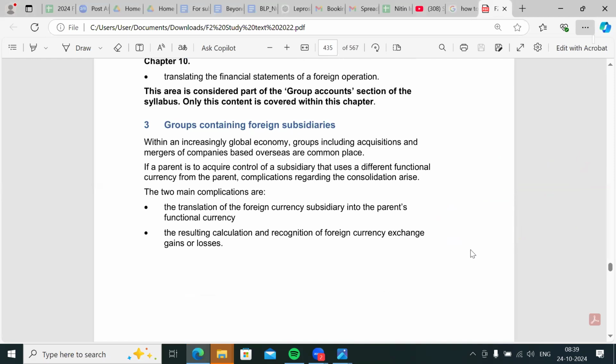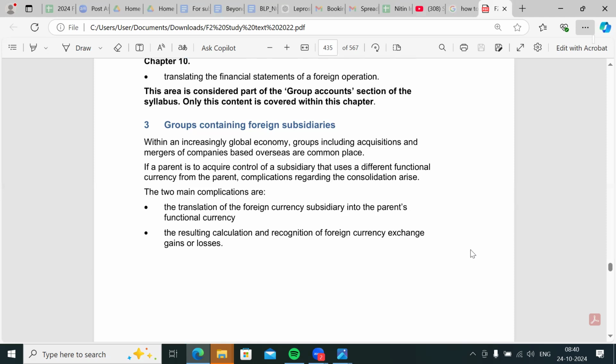Within an increasingly global economy, groups including acquisitions and mergers of companies based overseas are commonplace. Within an increasingly global economy, right? All is global. What is not? One war there, everywhere, everybody is sending rockets. It's like that now. Even war has become global, right? So groups including acquisitions and mergers of companies based overseas are commonplace, all happening.